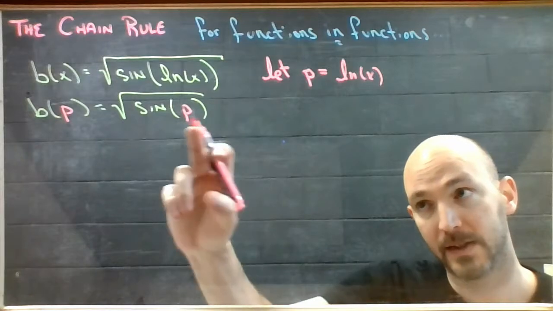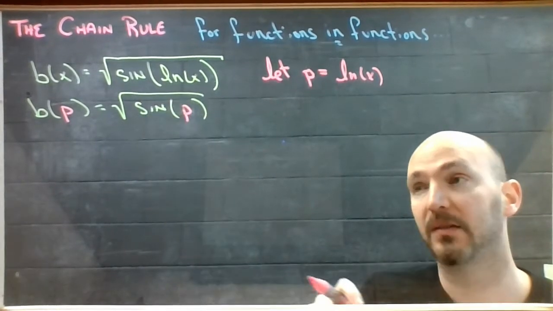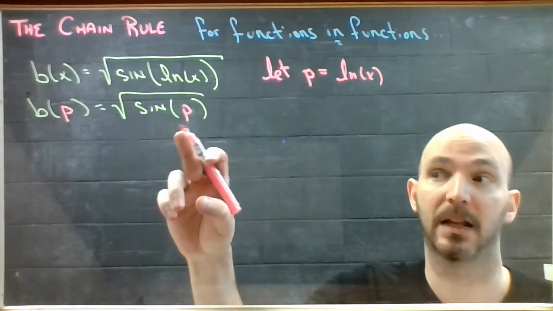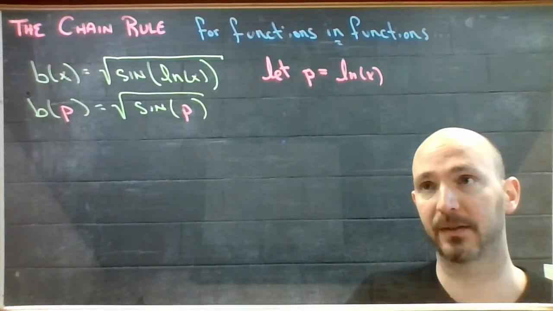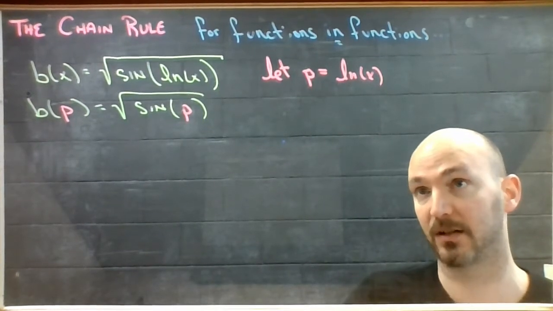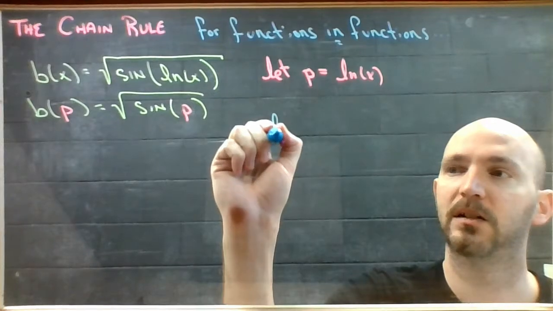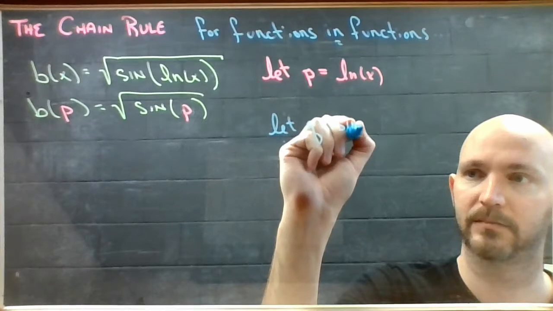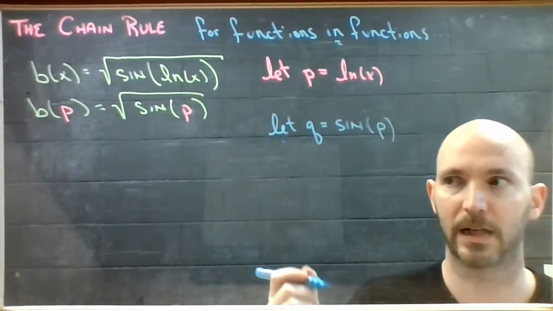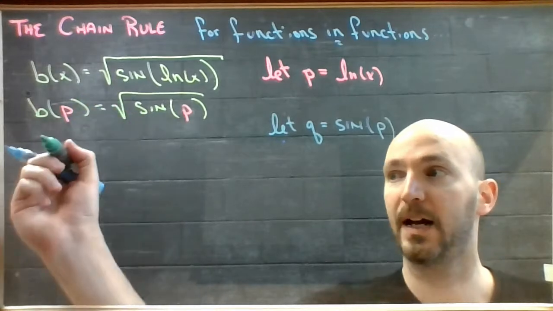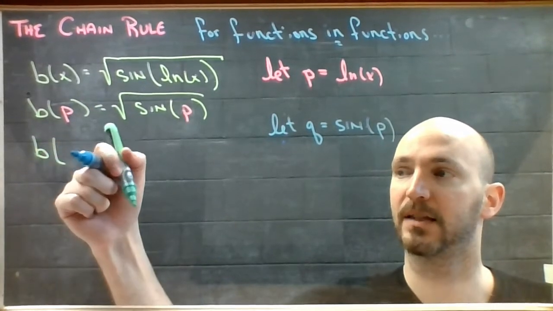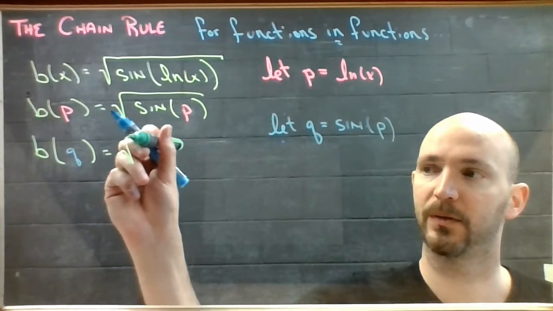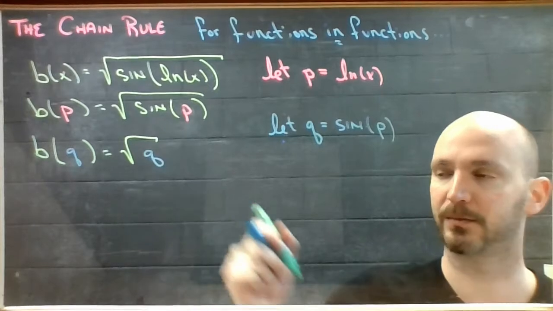Well, that worked. I mean, this is more simple than this was. So if I could replace the ln x with a p to make this look easier, then I bet I could replace sine p with something else in order to make it even easier than it already is. So I'm going to let q replace sine p. Why not? What I have then is b as a function of q is the square root of q.